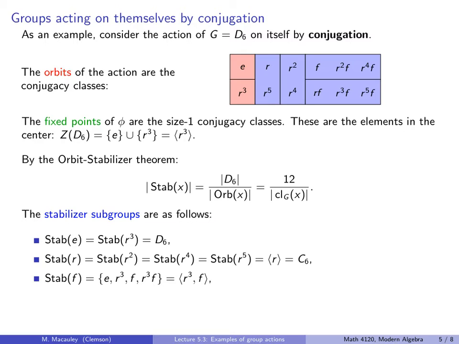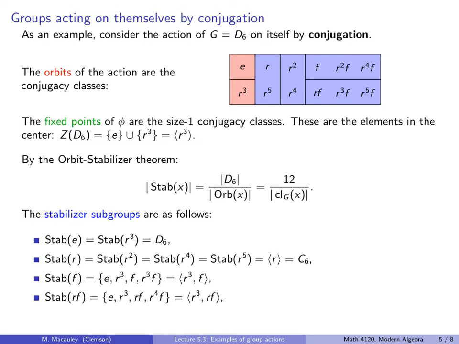Next, let's look at the stabilizer of F. So F lies in a conjugacy class of order 3, an orbit of size 3, and so its stabilizer must have size 4, because 3 times 4 equals 12. So what commutes with F? Turns out that, obviously the identity and r cubed commute with F, but also r cubed F, because the product of these two elements is going to commute with F, and F does as well. So the stabilizer of F is the subgroup generated by r cubed and F.